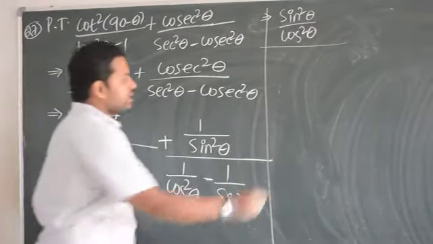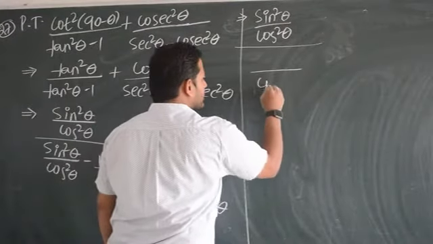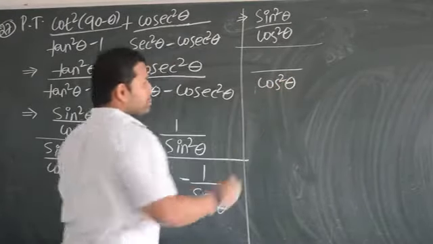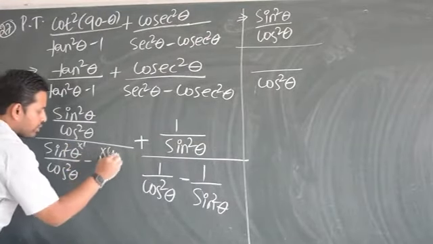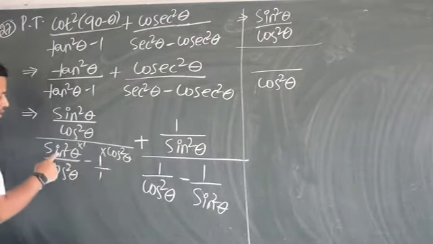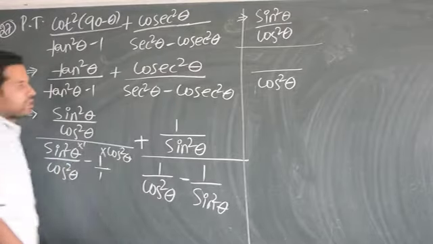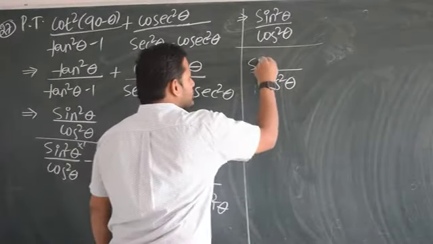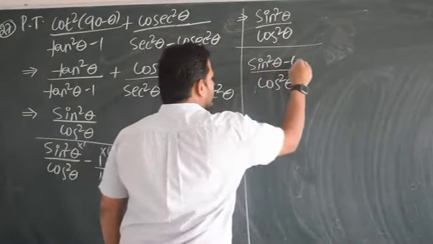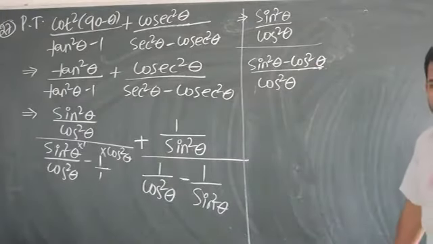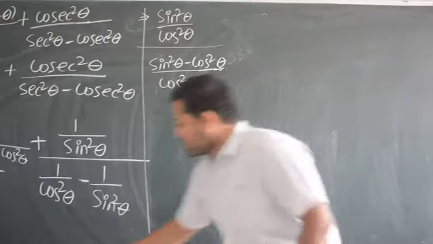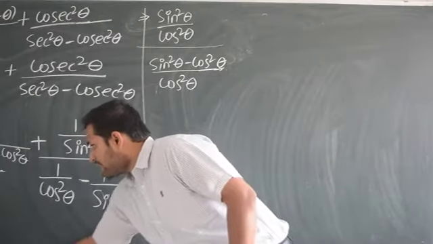What will be the LCM? LCM becomes cos square theta here. Yes or no? LCM becomes cos square theta. Cos square theta, 1 into cos square theta. So what comes here? Sin square theta minus cos square theta. In the numerator I will get sin square theta minus cos square theta. Basic calculations, my dear children. These are simple basic calculations which you should be doing very carefully.